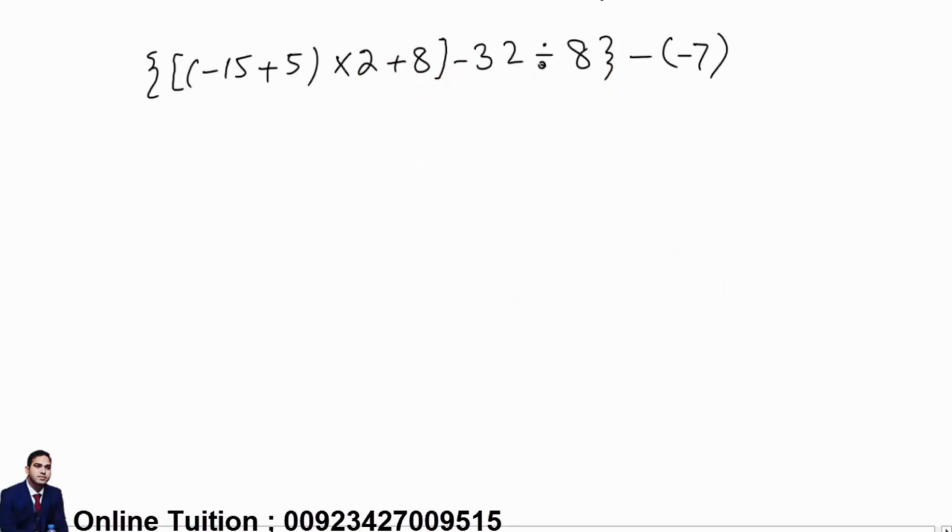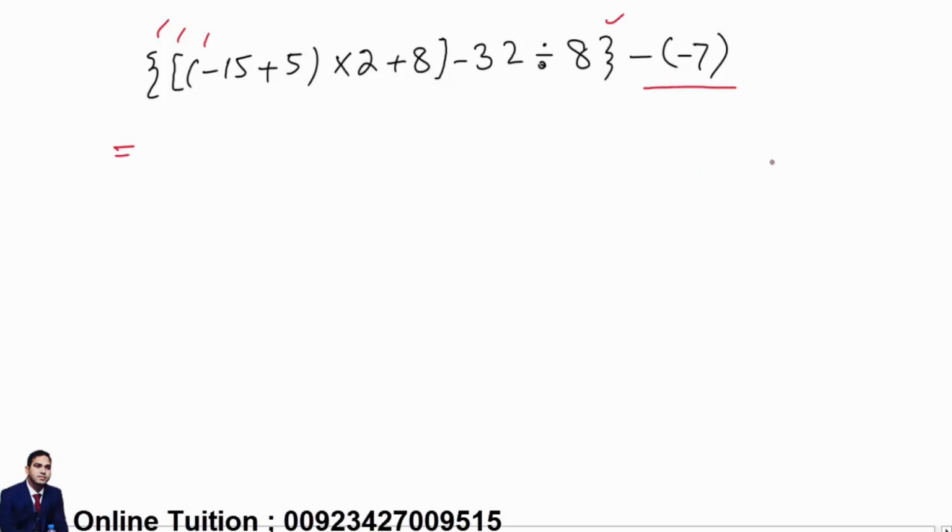A very interesting question is on the screen. So this is the question: a bracket and another bracket, this is a small bracket, negative 15 plus 5, multiplied by 2 plus 8, this is the bracket close, negative, and 32 divided by 8, this is the bracket. So these are three brackets, this is a small parenthesis and this is a bracket. After that there is a number which is out of the bracket.